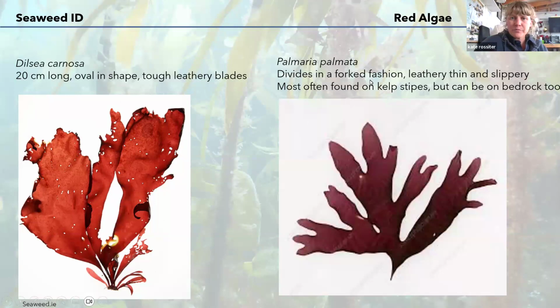Palmaria palmata is very common in the subtidal again. This guy divides in a forked fashion, but it's a blade. It is leathery and slippery, but thinner than Dilsea carnosa. It can't really be confused. And it's often found on kelp types. So it'll be one of the dominant species found on kelp types, forming that sort of subcanopy, if you will. And the kelp here would be Cuvie or Laminaria hyperborea that it is found on, not any of the others.